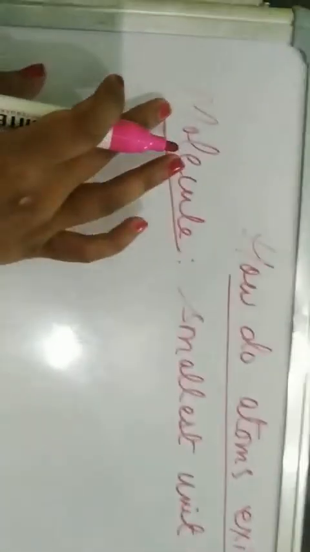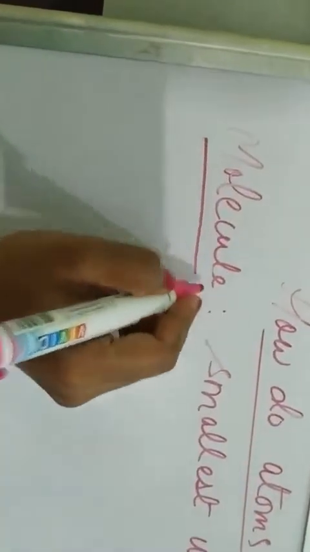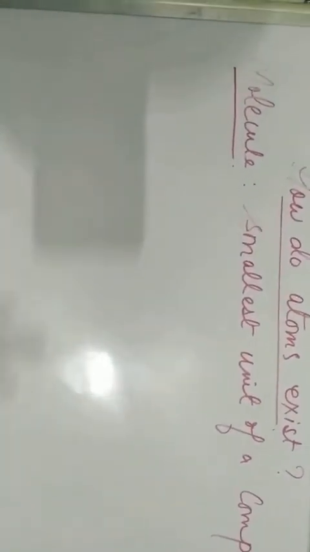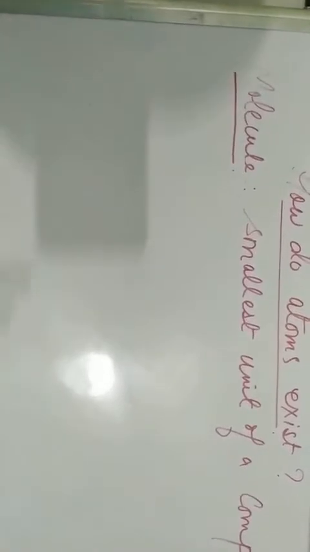Molecule, as we know, is the smallest unit of a compound. Right. Now, the smallest particle of an element or a compound which can exist freely under ordinary conditions and show all the properties of that substance is called a molecule.